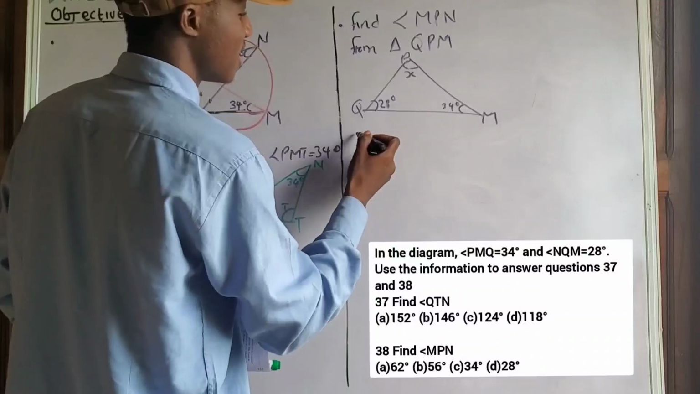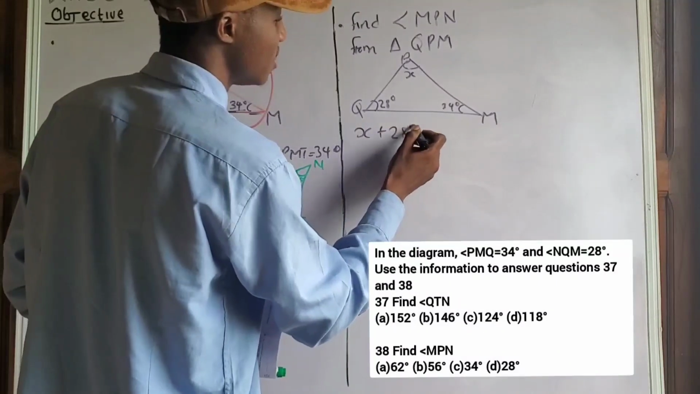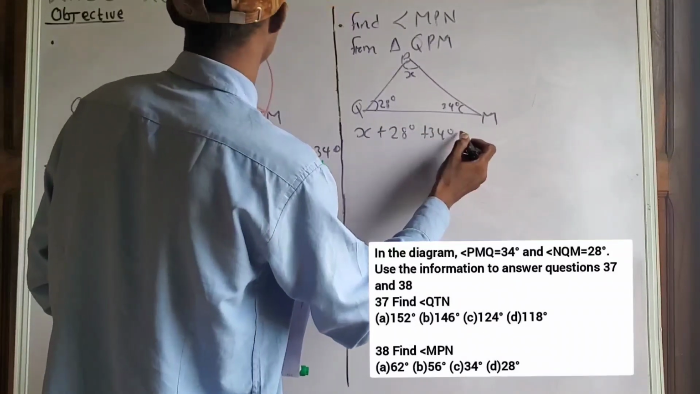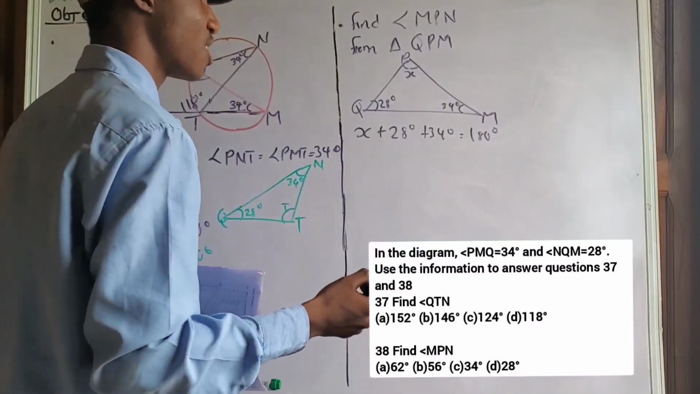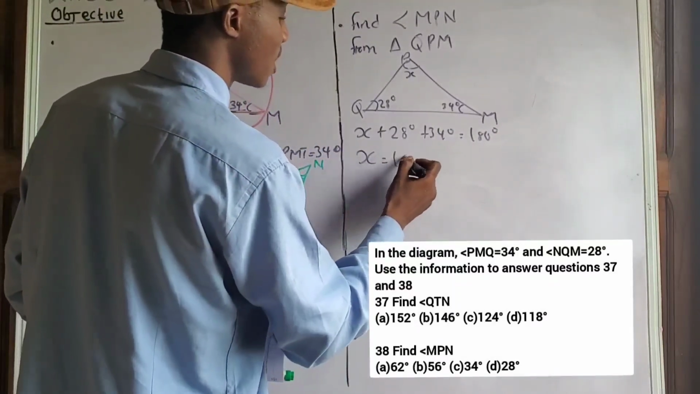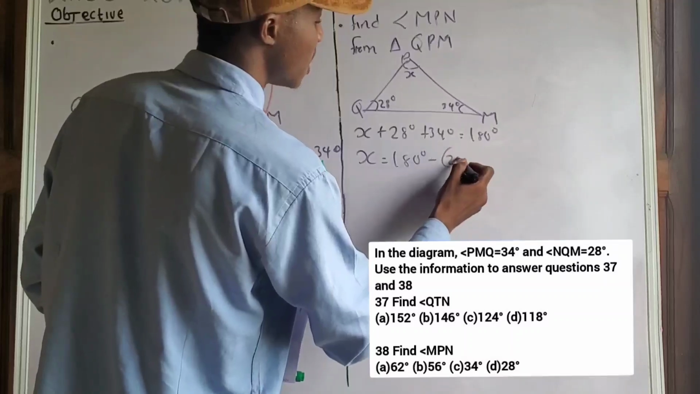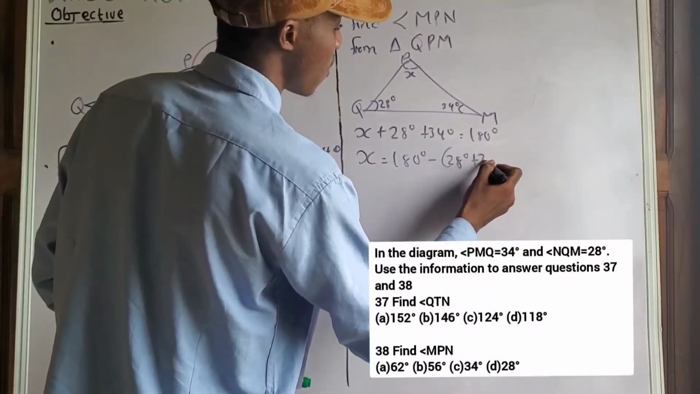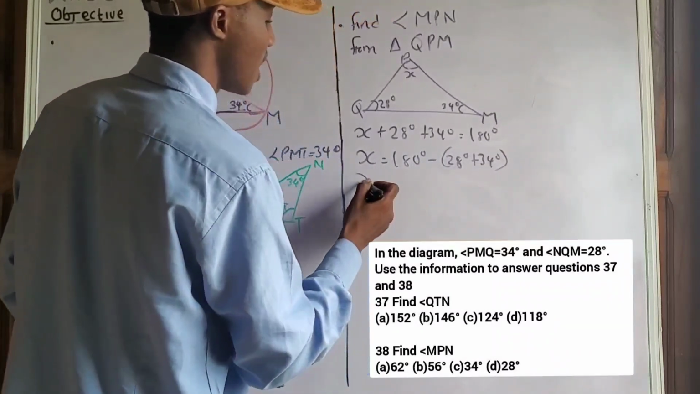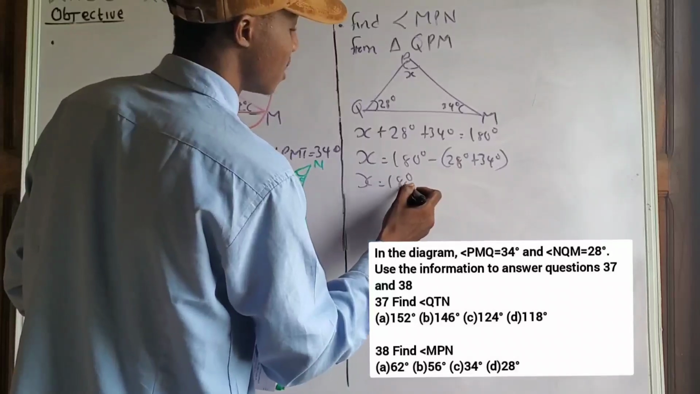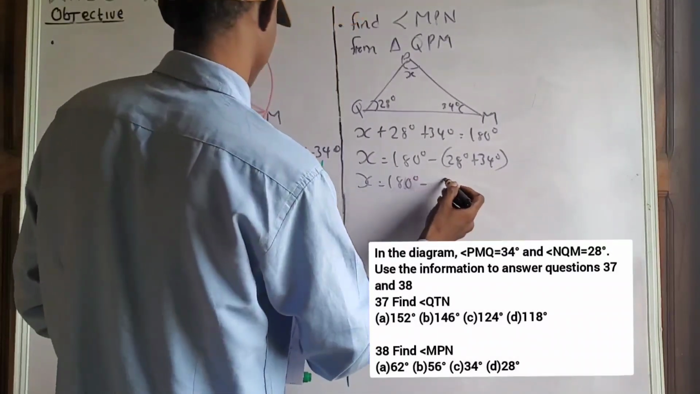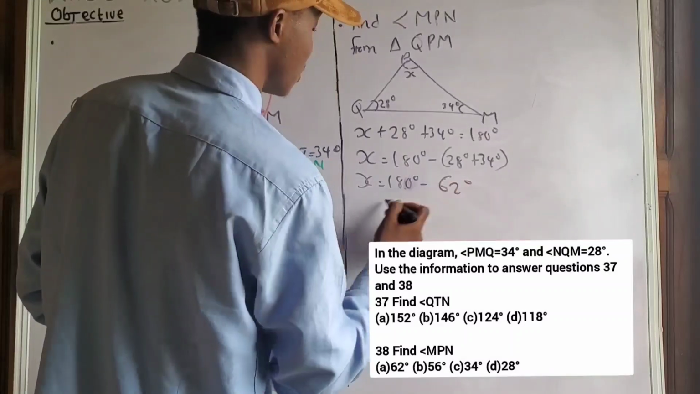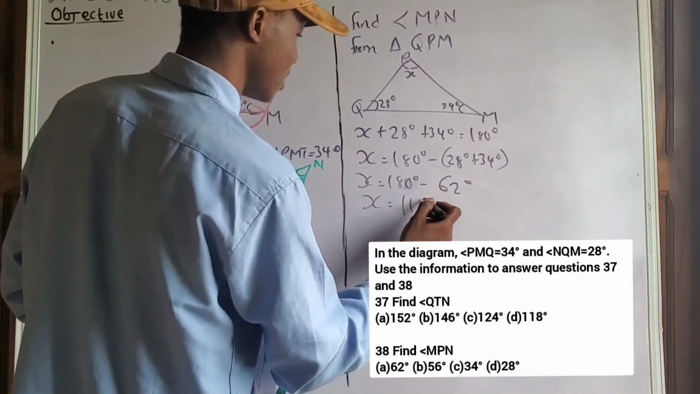Let us represent it as x. x plus 28 degrees plus 34 degrees equals to what? Equals to 180 degrees. That is the sum of angles in a triangle. Okay? x equals 180 degrees minus 28 degrees plus 34 degrees. Is that not it? So x equals 180 degrees minus 62 degrees. x is also the same thing as 118 degrees.